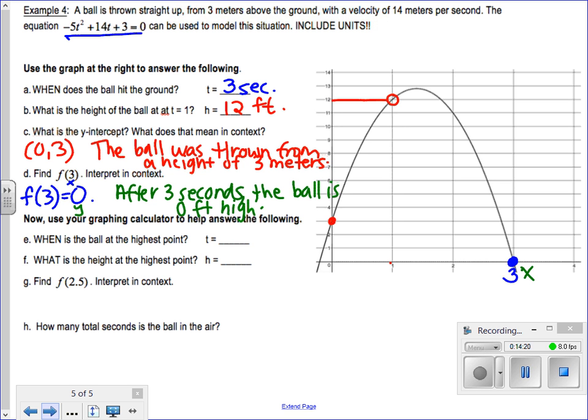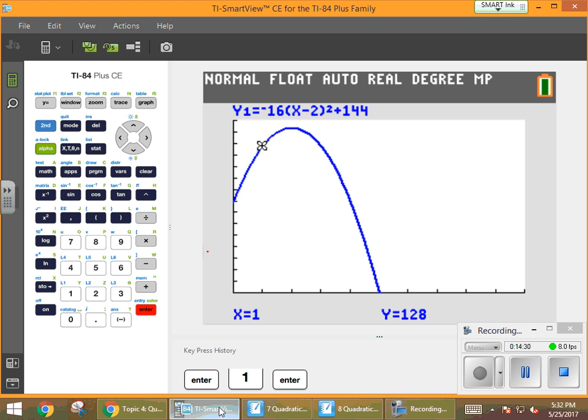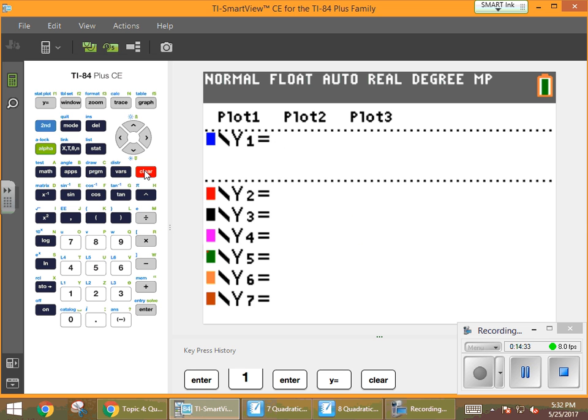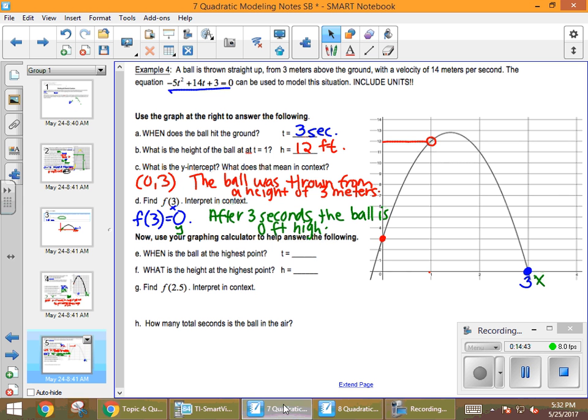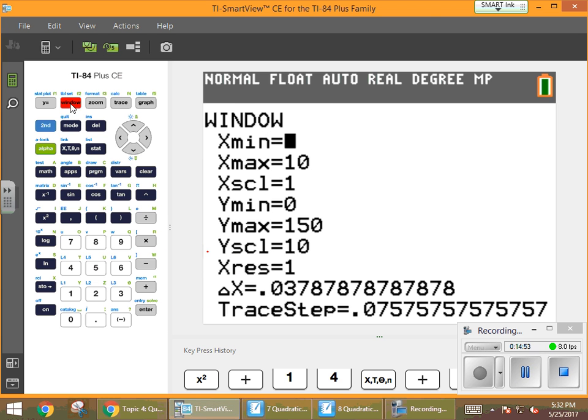Now it says, use your graphing calculator to help you answer the following questions. The way you need to do this is you need to type that original equation into the y equals of your calculator. So let's go and do that. Y equals negative 5x squared plus 14x plus 3. Now let's adjust our window. Let's look again. It looks like our scale here goes on the x-axis from 0 to 4. So I'm going to go ahead and just keep the window from 0 to 10. That should be fine for us.